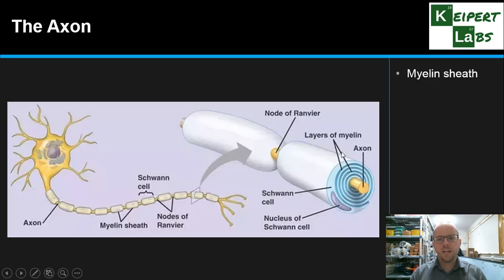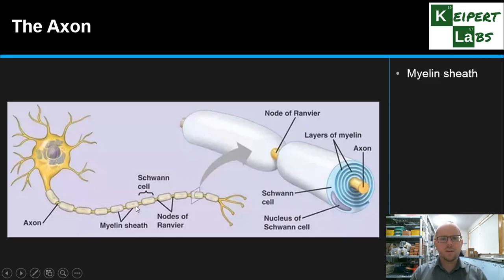The idea being that it protects it. It shields it from damage. It's maintained by these particular types of cells called a Schwann cell. So you can see that's the nucleus of the Schwann cell that wraps itself around and creates and nourishes this myelin. And so that helps to keep it protected.